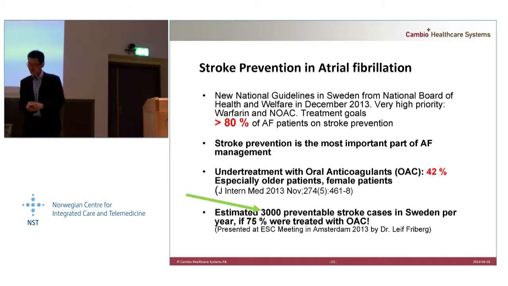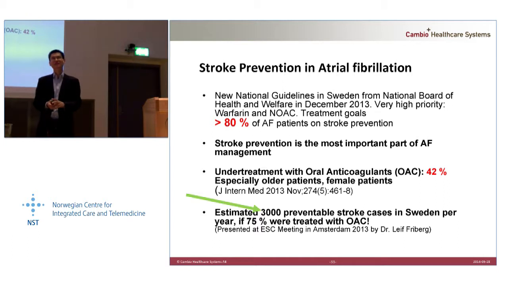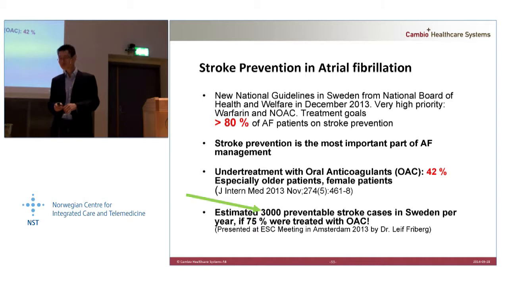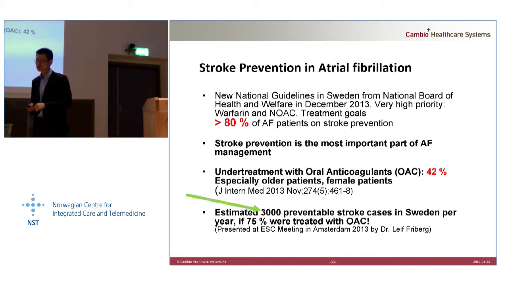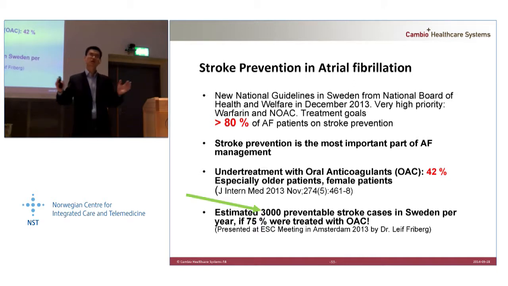Yeah, it's 42. It's based on a National Registry paper published last year. It's 42, so in terms of improvement, there's a huge difference there. Some estimate there are 3,000 preventable strokes every year in Sweden if we can reach 75% compliance. 3,000 of them. And I think most of them would die in the first year, or have long-term disability.